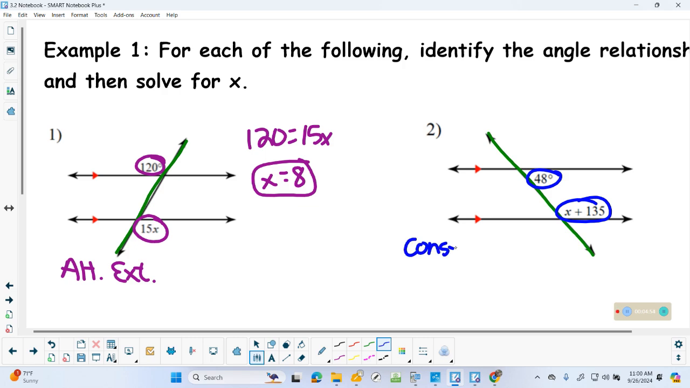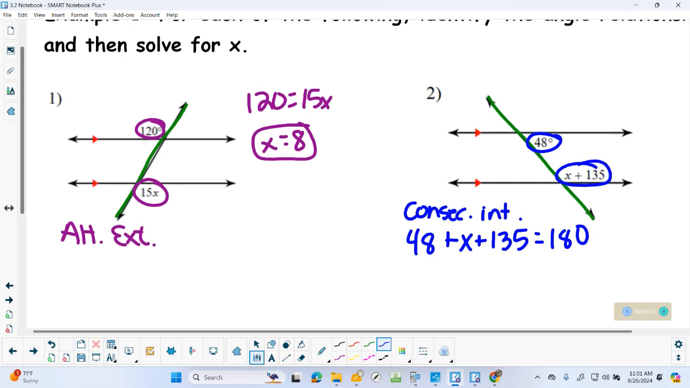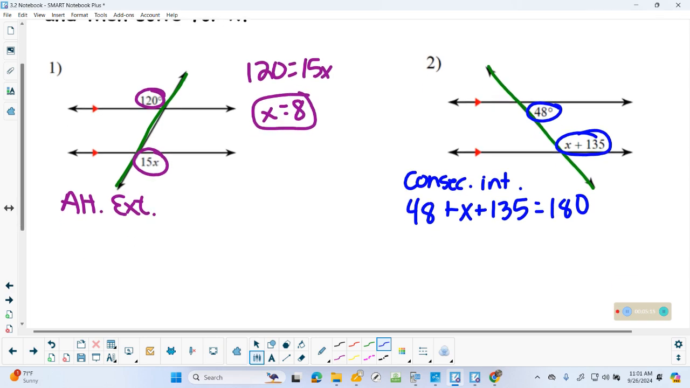Interior. So again, it's a 50-50 all day today. Congruent or supplements? So they add to 180. So I'm going to do 48 plus x plus 135 equals 180. Now we're definitely going to need a calculator here. We're going to put together the 48 and 135.